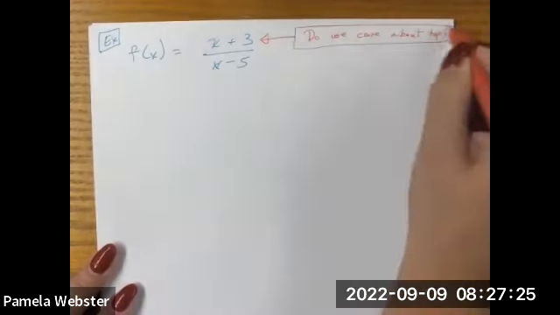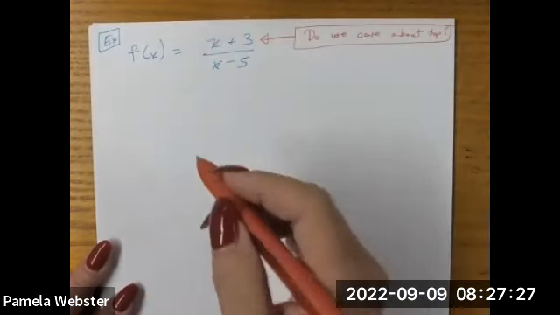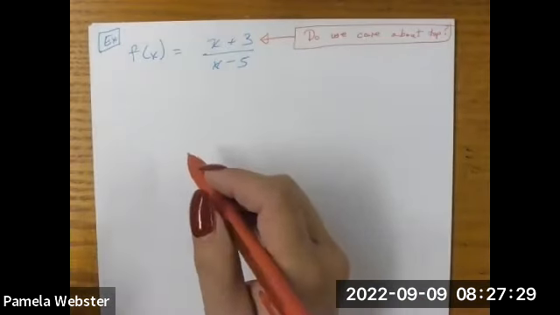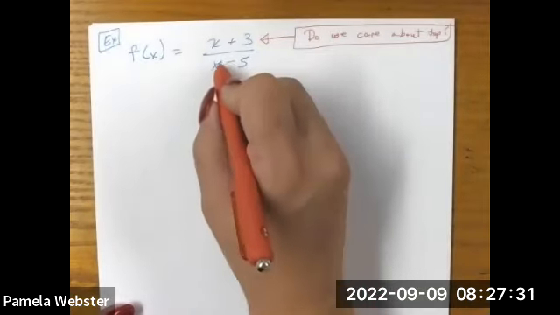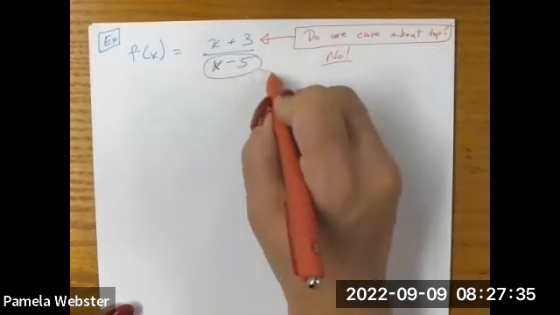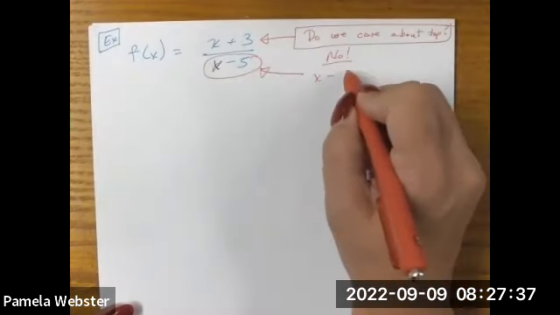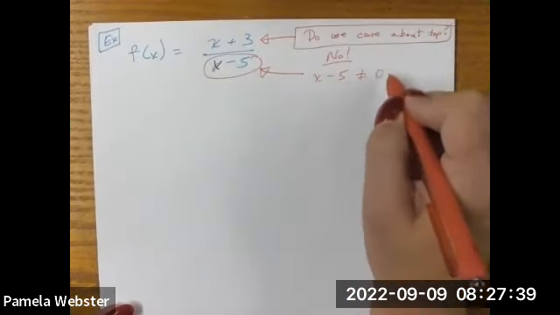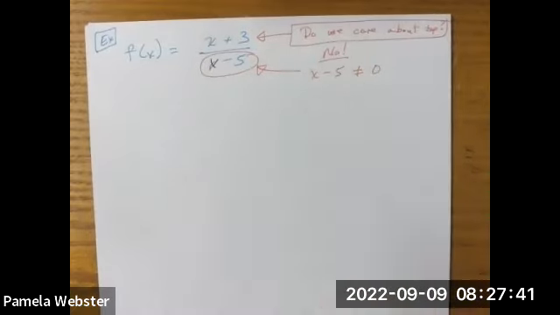Do we care about the top? No. What we care about is that x minus 5 cannot equal 0. And when I do this, I literally write it just like I just wrote it there. And that's what I want my students to do.